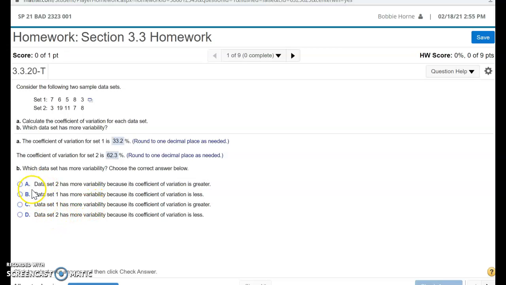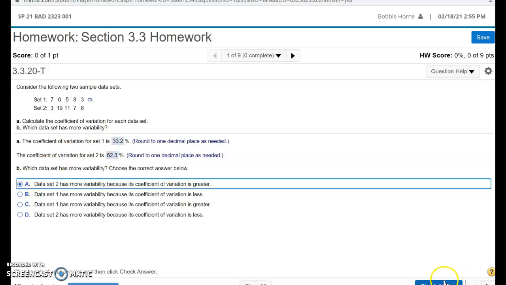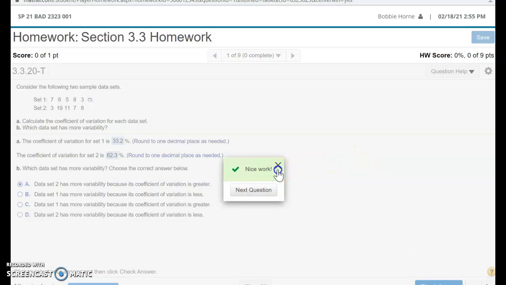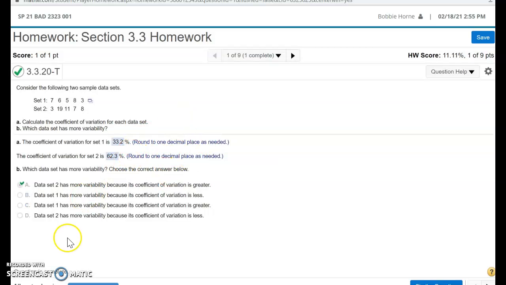Now, data set 2 has more variability because its coefficient of variation is higher. The higher it is, the greater the percentage of variation.